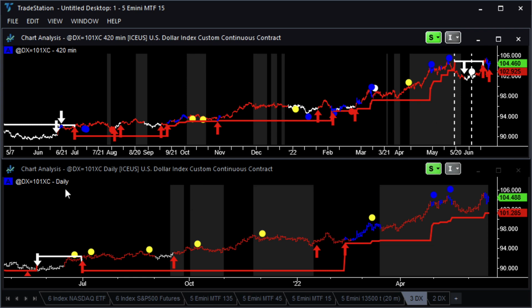So here we've got a daily chart of the dollar index and a 420-minute chart, and there are exactly three 420-minute bars in a day of the dollar index. You can see the dollar index over the last couple of months has topped out with exhaustion buy patterns and blue professional bars at those highs. So that's a really important level up here at 104, 105.